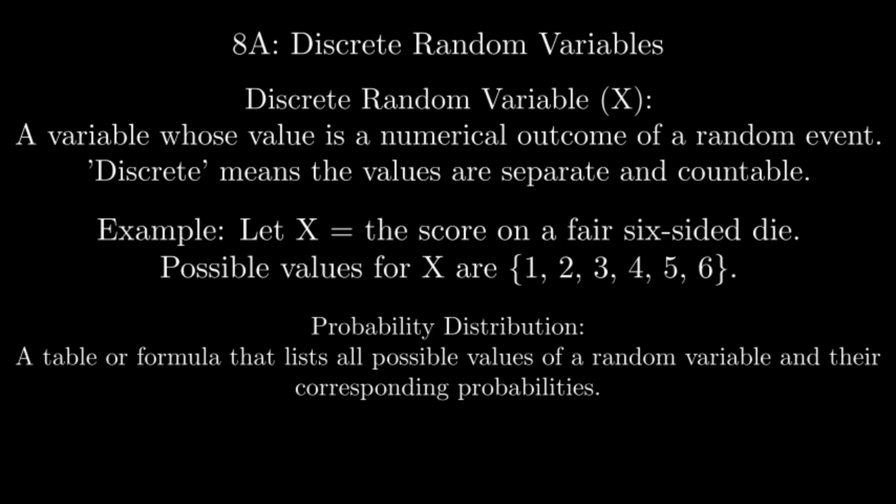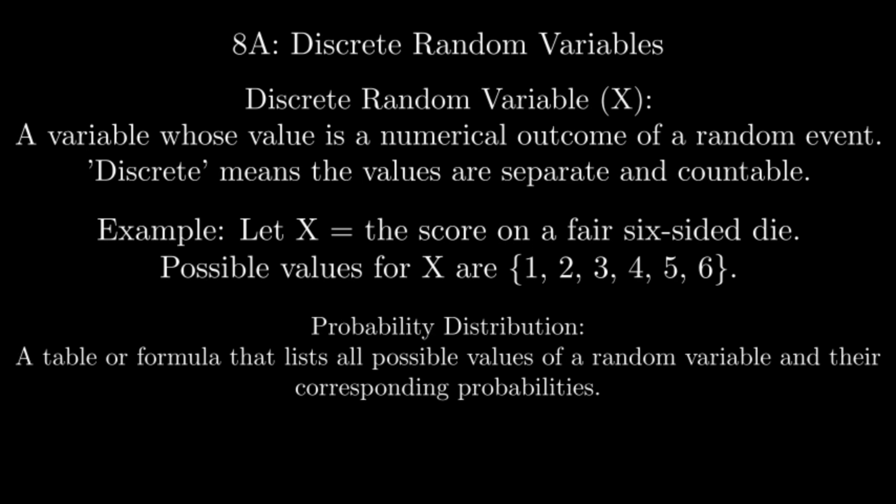Now, for any random variable, we can describe it using what's called a probability distribution. This is simply a list of all the possible outcomes for the variable, along with the probability of each of those outcomes occurring. For our die roll example, the probability of rolling any specific number, say a 2, is 1/6.